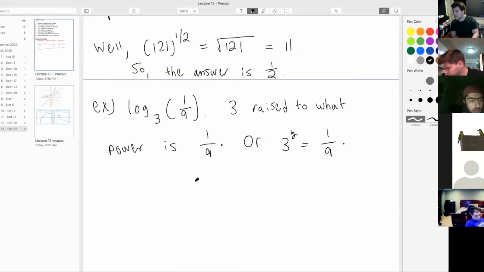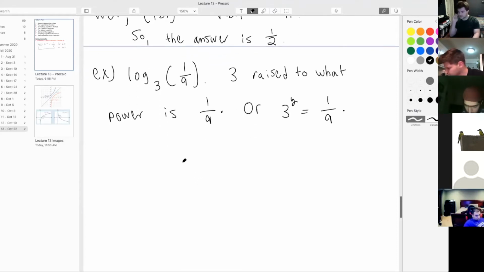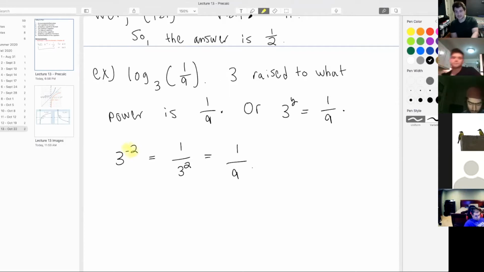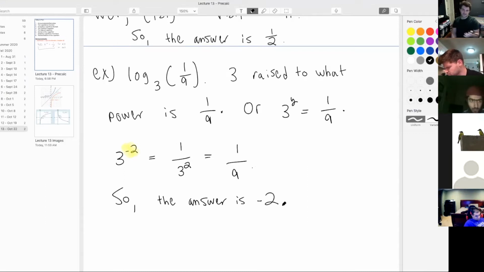-2. Absolutely. Good. So we know that 3 to the -2 is the same as 1/3 squared by our work on negative exponents. And of course, that's 1/9. So it's this power right here that's the answer, the -2. So the answer is -2. Very good. This also highlights the fact that logarithms can come out to be negative numbers. They don't need to be positive whole numbers.